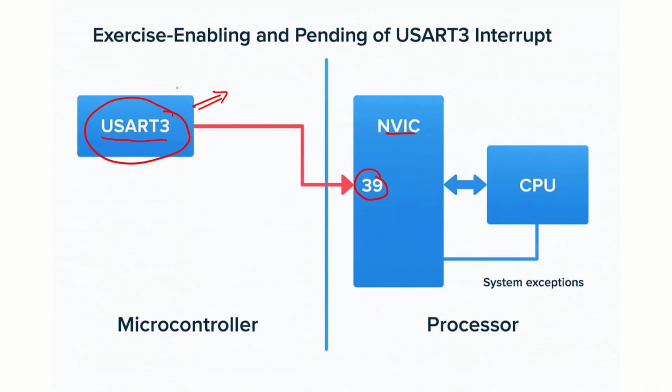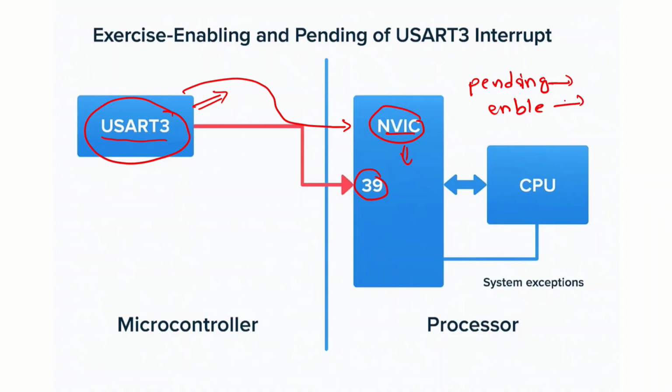Here, from UART3 we will get an interrupt to the NVIC, and at the NVIC side you have to configure two things. One is the pending register and the other is the interrupt enable register. This pending register will pend the interrupt of UART3, and this enable register will enable the interrupt at the processor side. Whenever you enable both these things, then that particular interrupt will be processed by the CPU.